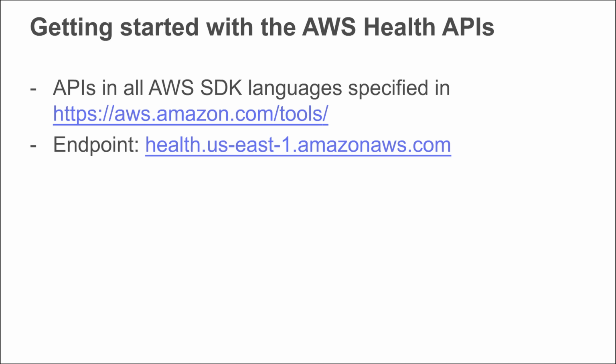The endpoint to access the service is health.us-east-1.amazonaws.com. Remember that this endpoint will provide events from all regions, not just US East 1. It can be a bit confusing. The Personal Health Dashboard and Health APIs, as I mentioned, are global in nature. So region is just a parameter used to filter events. You use the same endpoint specified here and use a filter of US West 2, for example, to view events related to US West 2 region.